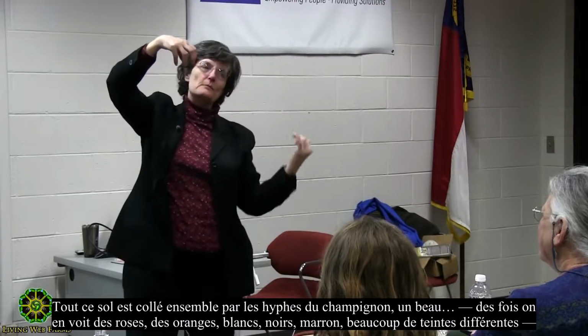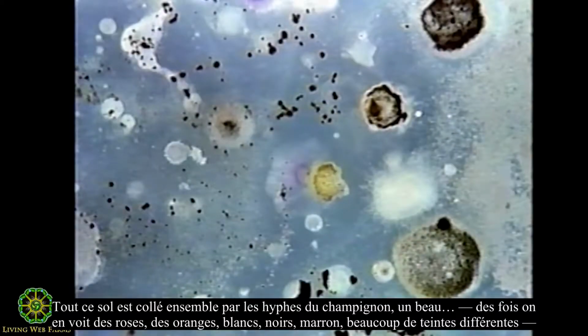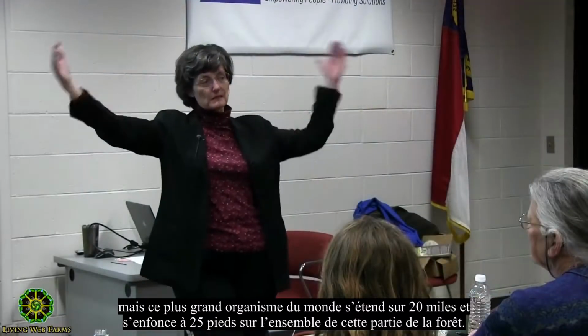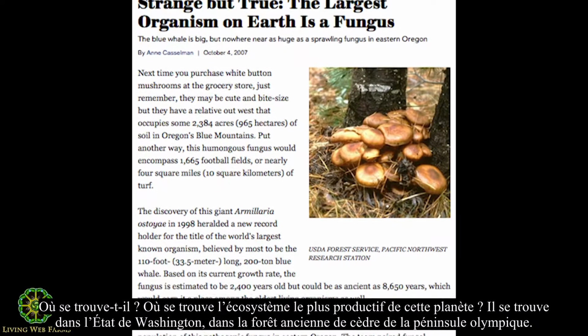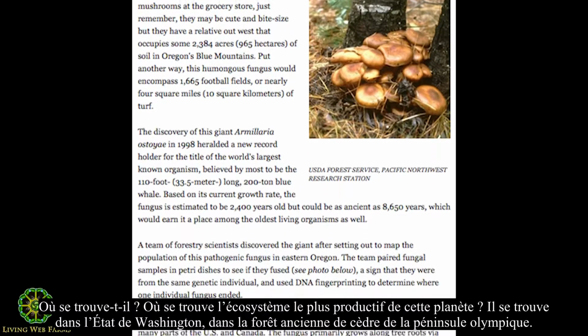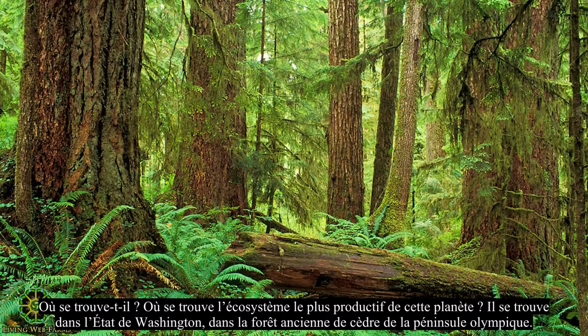Nice. Well, sometimes we look at some fungi that are pink, some that are orange, white, black, brown, lots of different flavors. But this largest organism on the planet is 20 miles across and goes down at least 25 feet all the way through that part of the forest. And where is that? Where is the most productive ecosystem on the planet? It's up in Washington State, in the Olympic Peninsula, in the cedar old-growth forest.